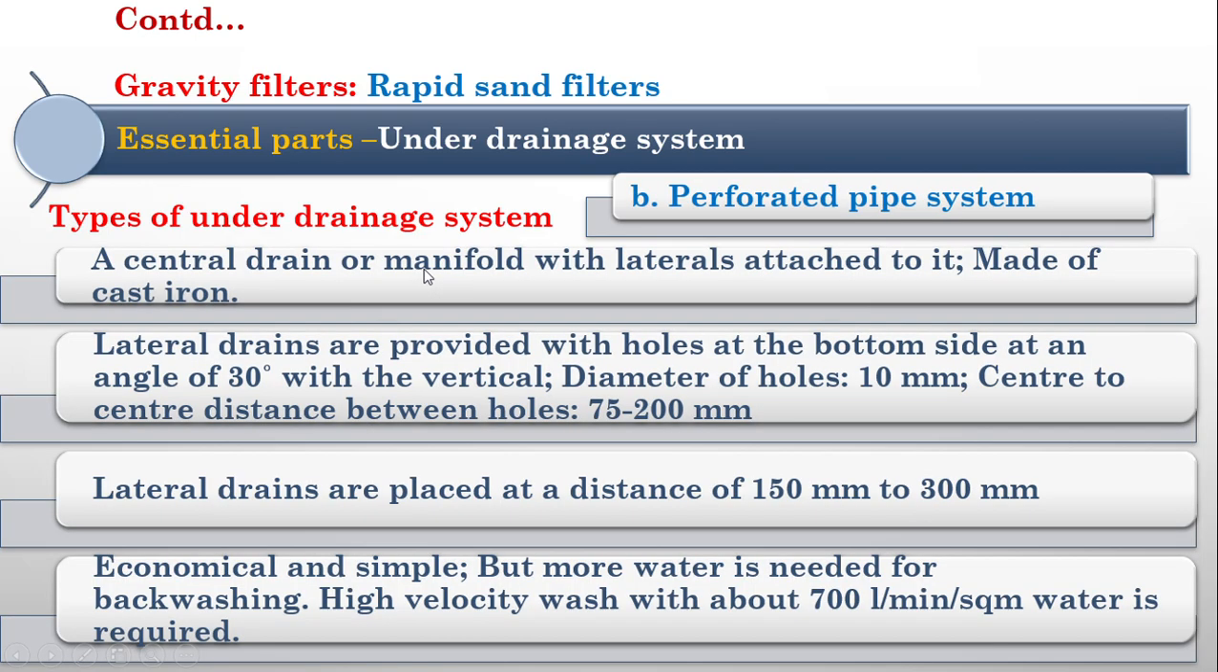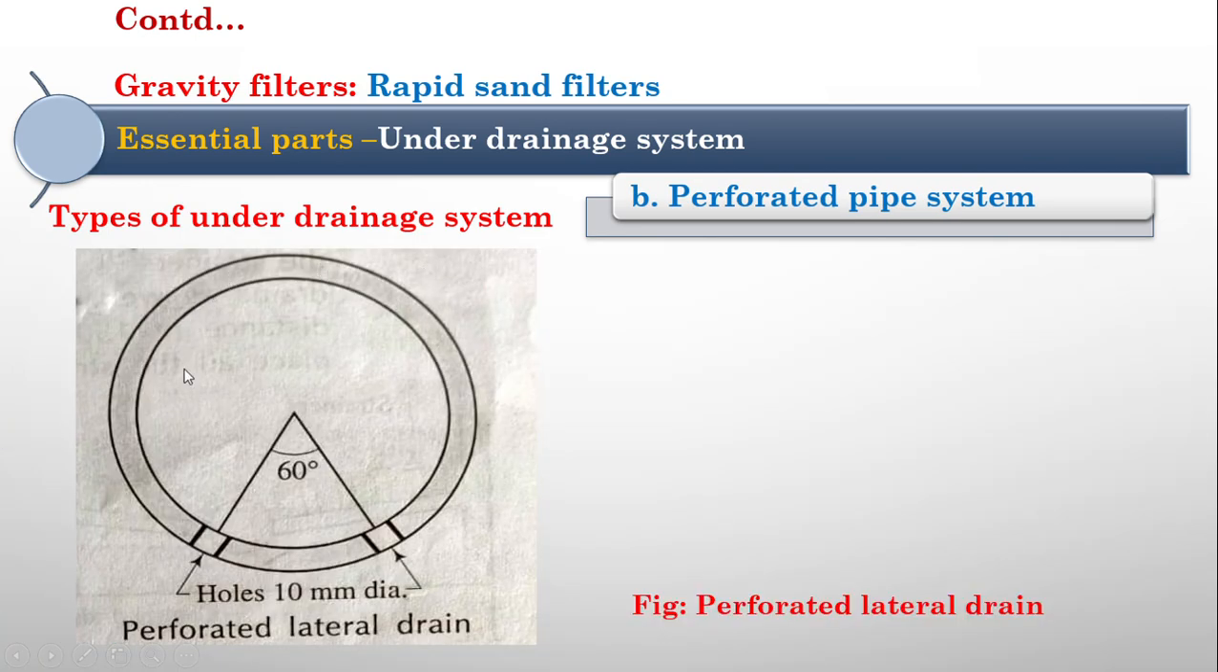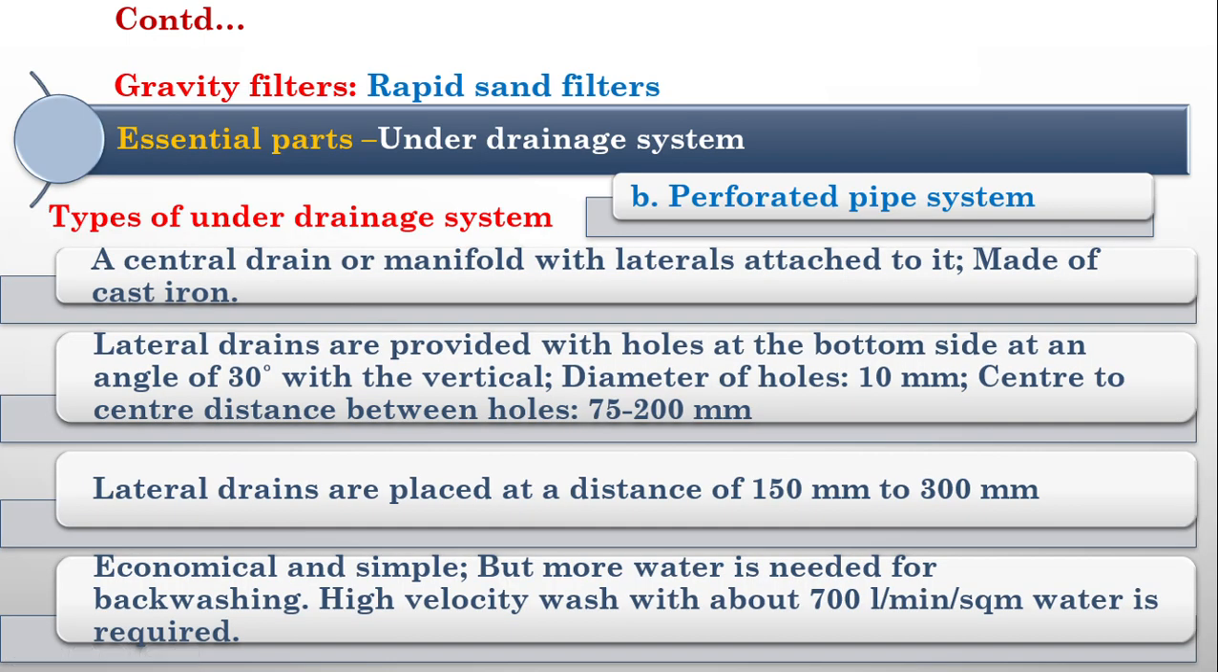So here you can see the figure. This is a sectional view of a lateral, and we are providing two holes in such a way that each hole is at 30 degrees to the vertical. Like that, a number of holes will be provided, but in a single section there will be two holes. Water will enter through these holes into the laterals. Finally, it will reach the mains, and the mains will deliver the water to the outlet. So this is about the perforated drain system.